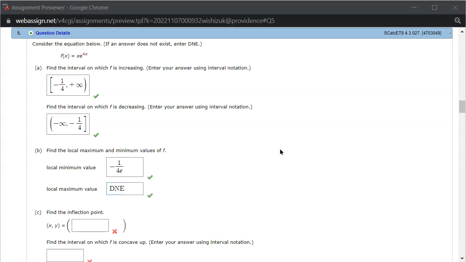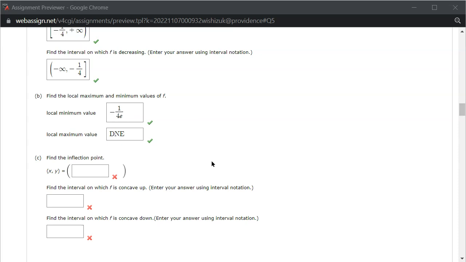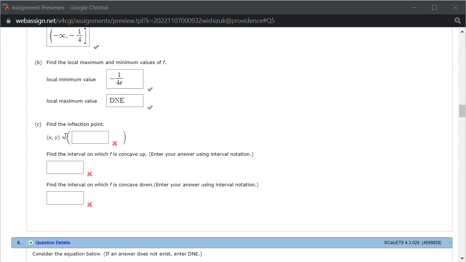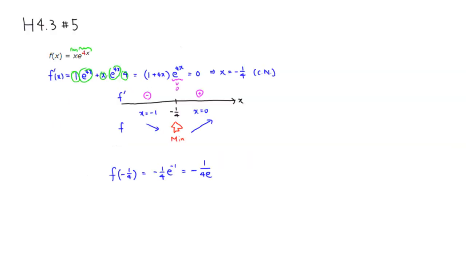All right, I came back and looks like we got part B correctly. So we want to find the inflection point and the concavity. Let's do that. We need the second derivative, so we're going to take the second derivative here.